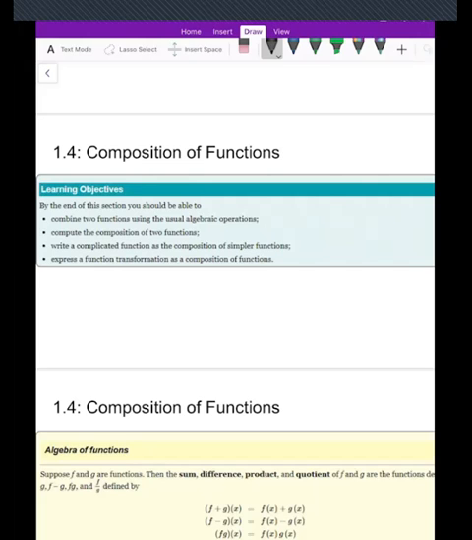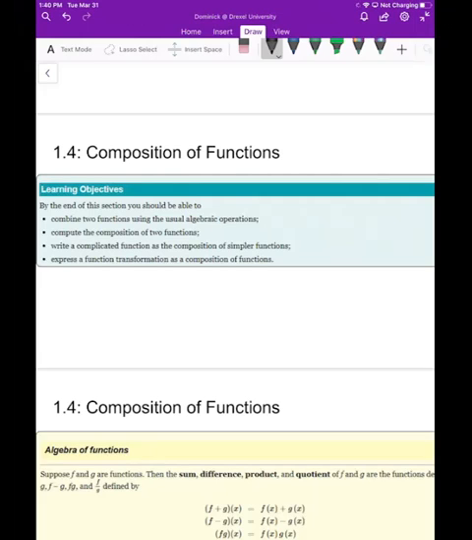Okay, guys, welcome. Today we're going to talk about a basic intro to composition of functions. There's a couple things that I would like to be able to do by the end of this section. The first thing is that you should be able to combine two different functions using the usual algebraic operations, which means can you add two functions, can you subtract, can you divide, can you multiply two functions.